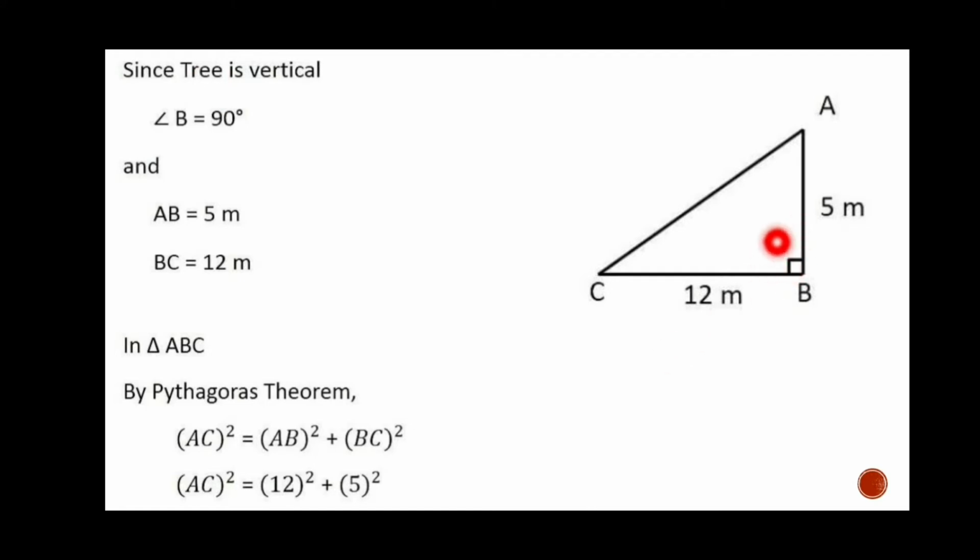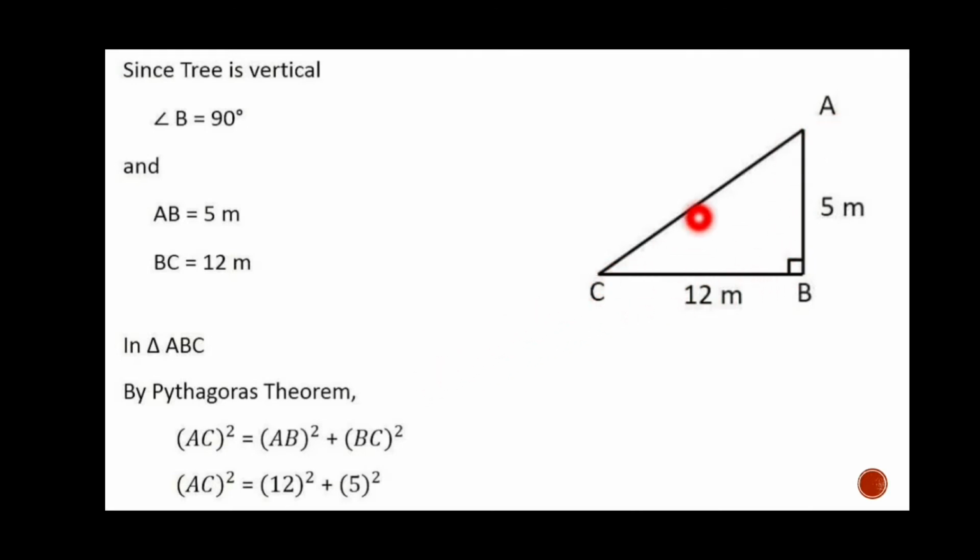We will see here the remaining height of the tree is 5 meter and it is vertical. So this is 90 degree, angle B is 90 degree. AB is 5 meter and BC is 12 meter. This is given. So you can see it is a right angle triangle as it is showing 90 degree angle. So the side AC is the hypotenuse. According to Pythagoras theorem, AC square, it means hypotenuse square, will be equal to AB square plus BC square.